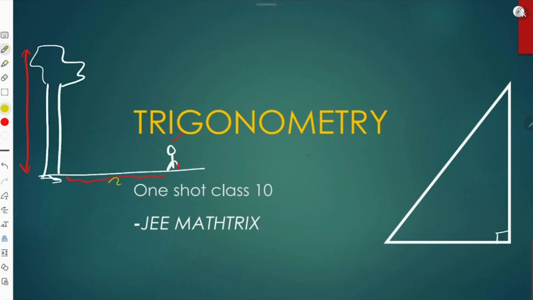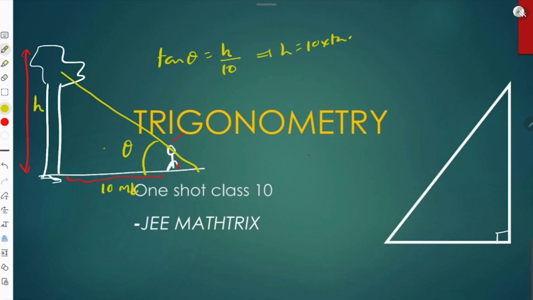Suppose we are at a distance of 10 meters from the tree, and from this place, we observe the angle of inclination of the line from the horizontal line. If this angle is theta, then by applying tan theta equal to height of the tree divided by distance, the height will be equal to 10 times tan theta.